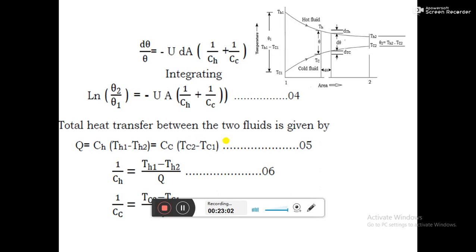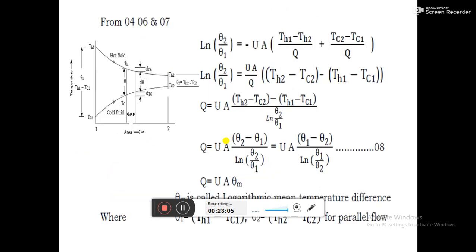Substituting these two equations 6 and 7 in equation number 4, we will get ln theta 2 by theta 1 equals minus UA into Th1 minus Th2 by Q plus Tc2 minus Tc1 by Q. Taking Q outside, we will get ln theta 2 by theta 1 equals UA by Q into Th2 minus Tc2 minus Th1 minus Tc1. I have taken the negative sign inside and rearranged the equation.